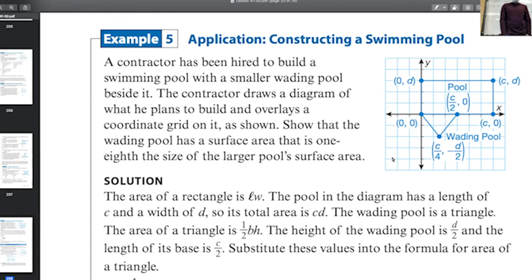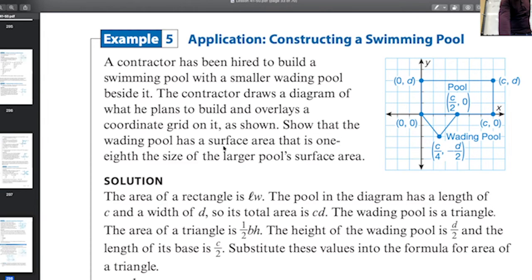A contractor has been hired to build a swimming pool with a smaller wading pool beside it. Most contractors would use graph paper to map out what they want, and architects do the same thing to design. So, hired to build a swimming pool with a smaller wading pool beside it, the contractor draws a diagram of what he plans to build and overlays a coordinate grid on it as shown, okay?